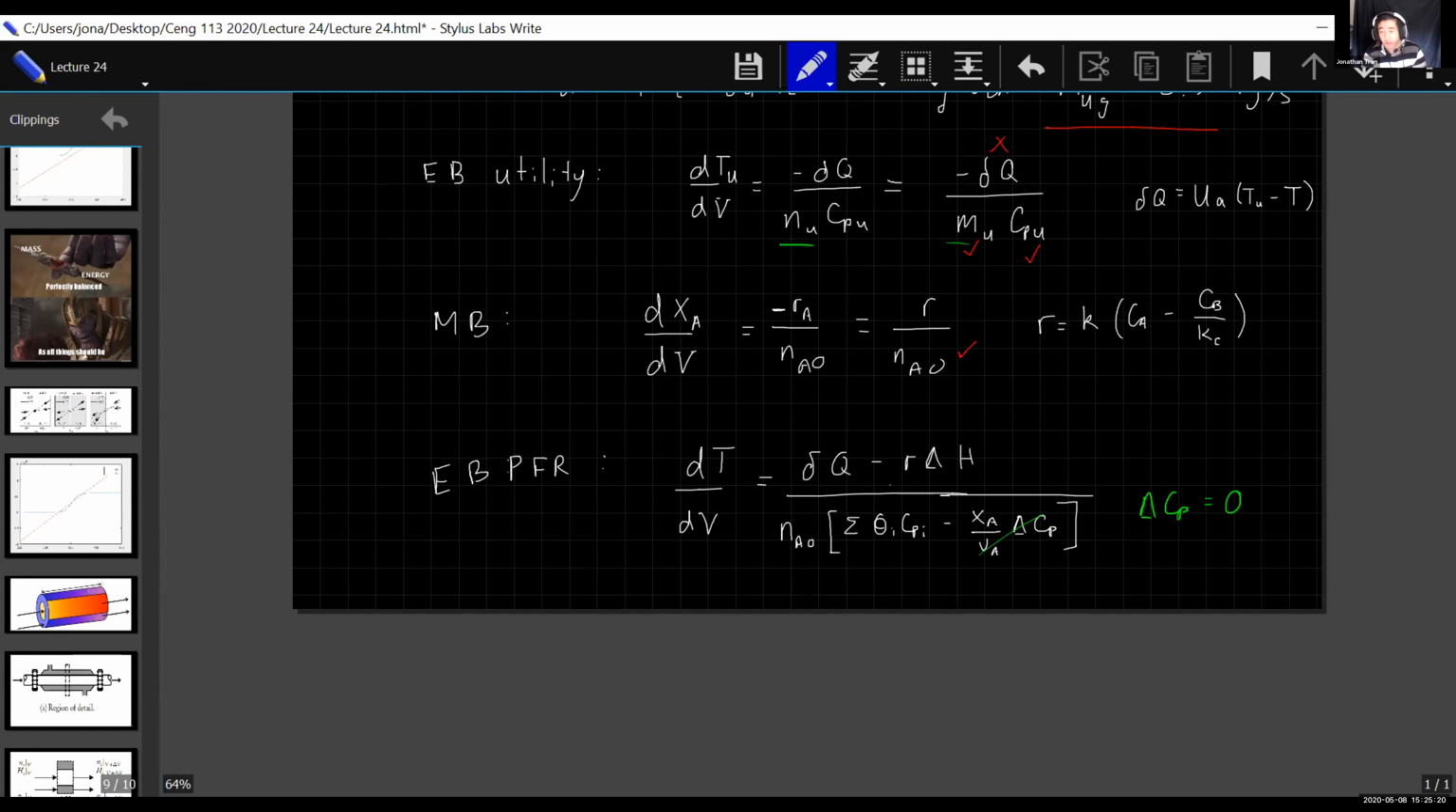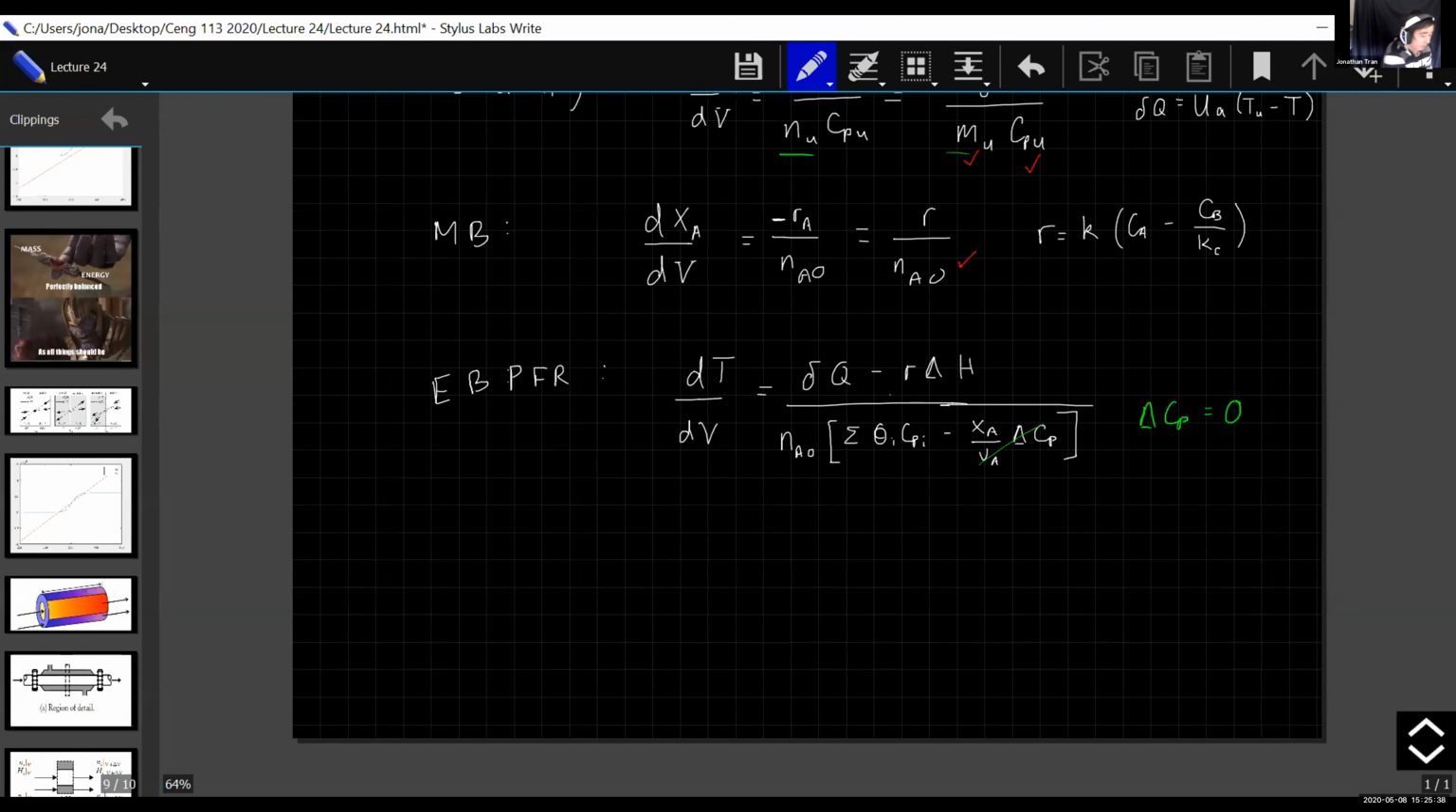Now, if that wasn't the case, you would simply plug that portion of the equation into your MATLAB, and it just becomes another constant essentially. But in our case, we're going to simplify the expression, and we can reduce this down to dT/dV is equal to del Q minus R del H divided by NA naught times the summation term here. And this can also be simplified quite a bit too.